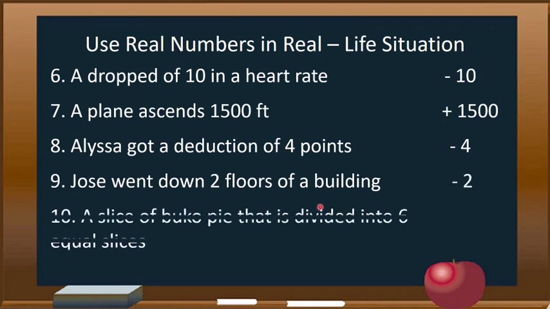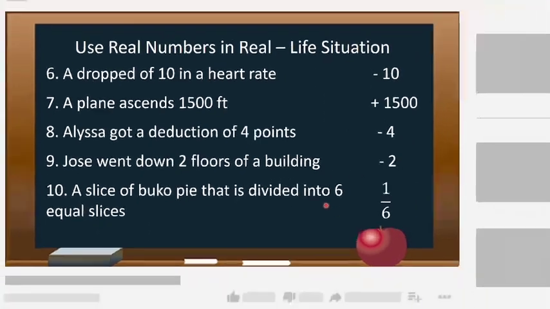Now, let us have example number 10. A slice of buko pie that is divided into 6 equal slices. So, how are we going to represent this in real numbers? Representing a slice of buko pie divided into 6 equal slices. So, we have here 1 over 6.